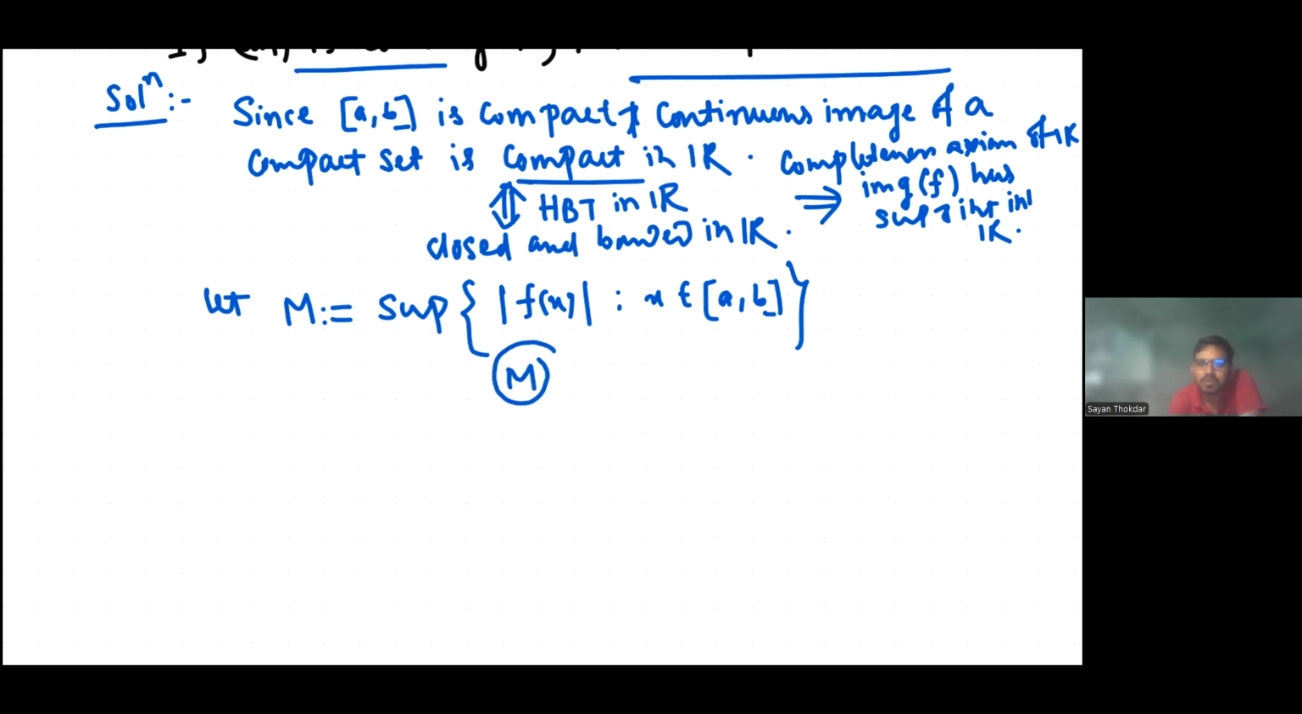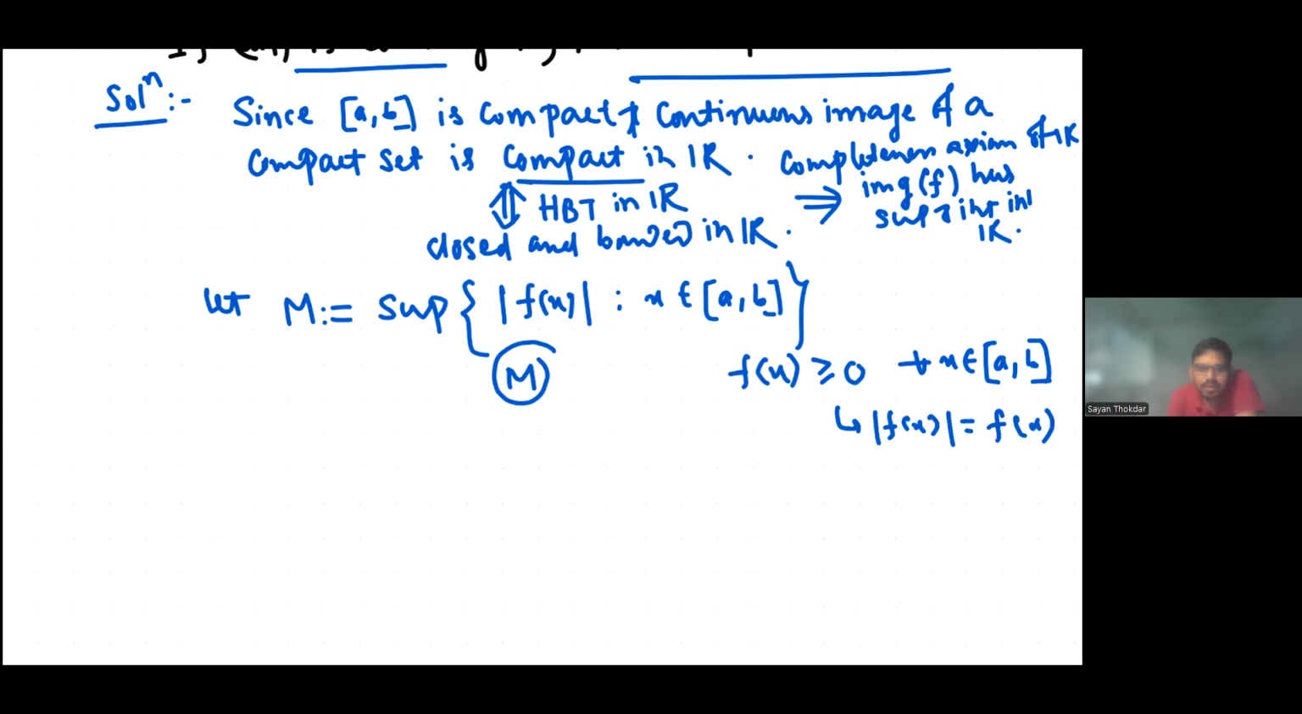What information have we been given about f? Given that f is non-negative, that means f of x is greater than or equal to 0 for all x belonging to the closed interval [a, b]. Is it clear? So f of x is a non-negative function on the closed interval [a, b], so the modulus of f of x is nothing but f of x itself. It is clear, right?